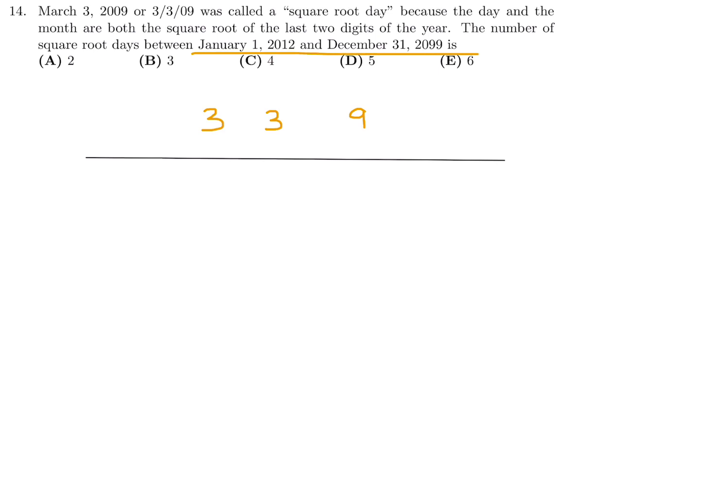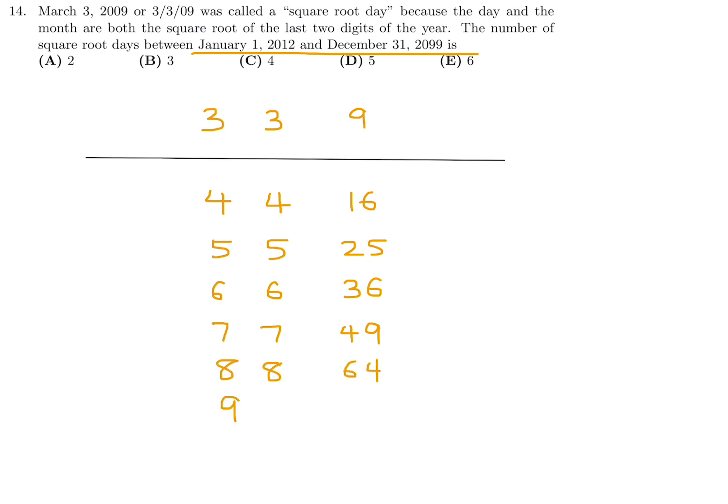All right, well, let's just go by the numbers. 4/4, and then the square root of that is 16. Then we have 5/5, square of 5 is 25. 6/6, square of 6 is 36. 7/7, square of 7 is 49. Then you have 8, square of that is 64. And then 9, and the square of that is 81. And I think that's it, right? Because it's got to be single digits. So that gives me 6 days that match this pattern of being a square root day. So number 14, the answer is E.